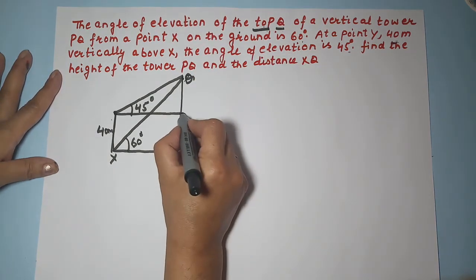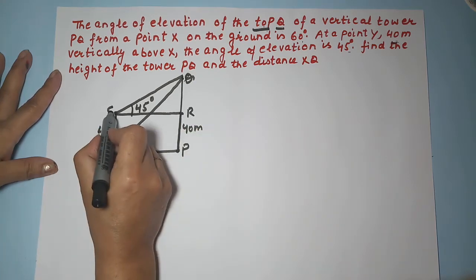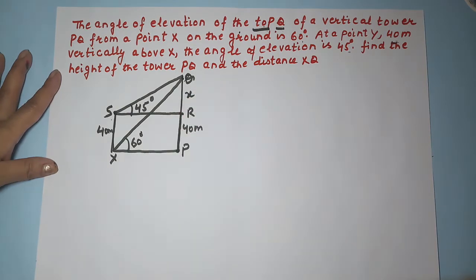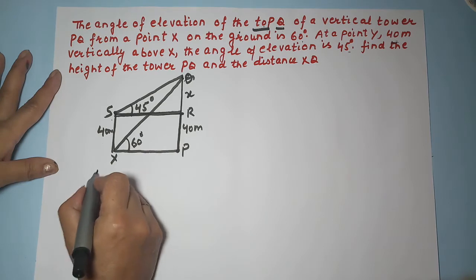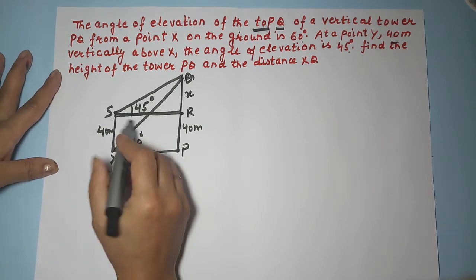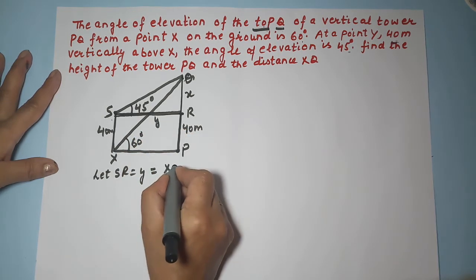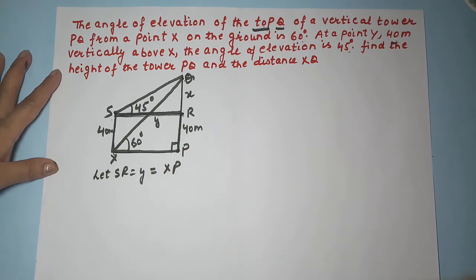Let this distance be R, let this be S. So let me say that QR is X and let SR be equal to Y. If SR is Y, then that is also equal to XP because this distance is equal to this distance, right? Okay.